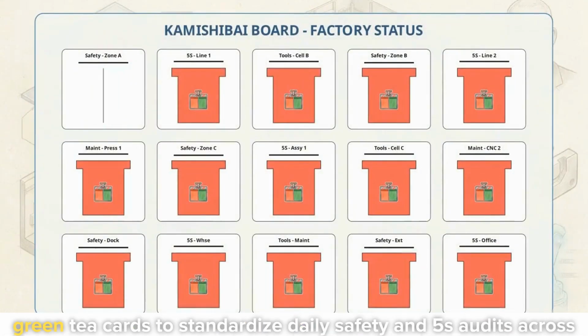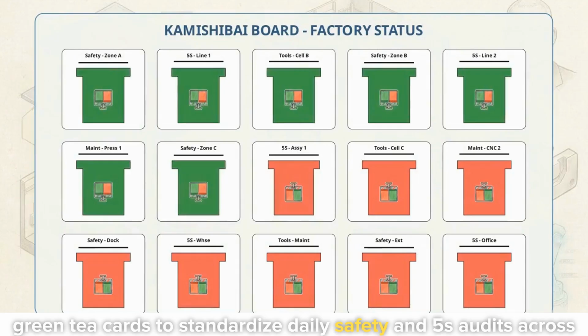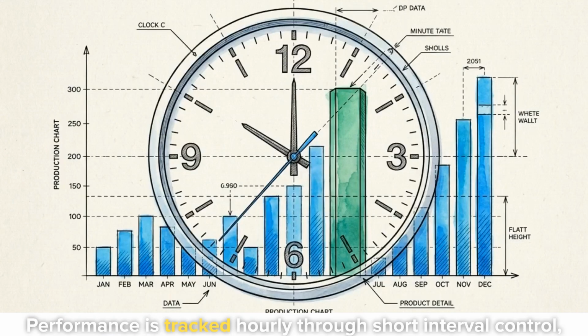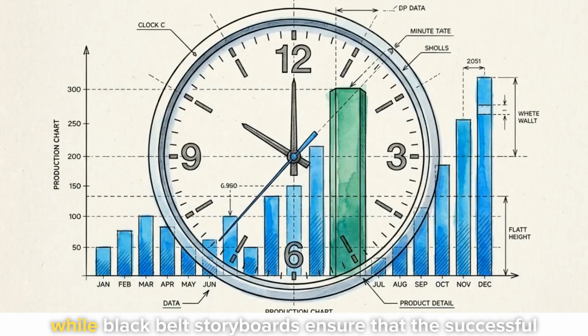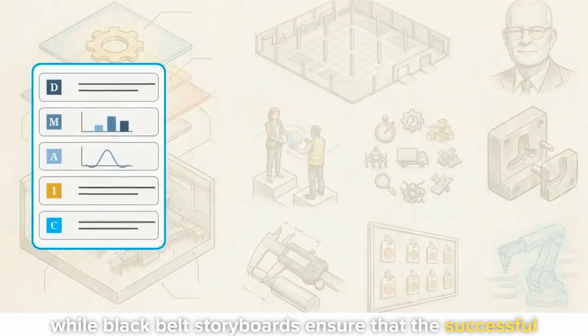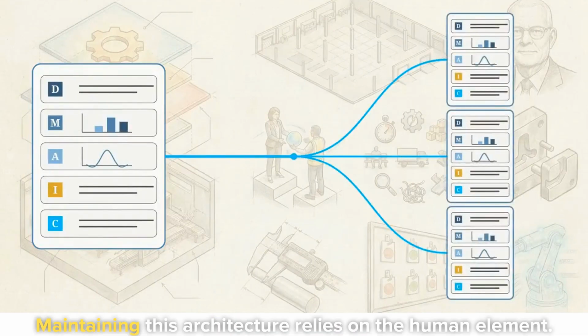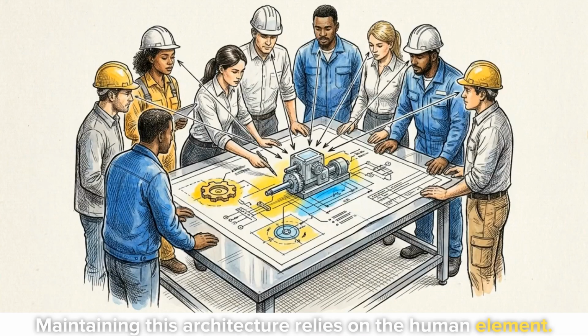Communication boards ensure compliance using highly visual red and green T-cards to standardize daily safety and 5S audits across the factory zones. Performance is tracked hourly through short-interval control, while black belt storyboards ensure that these successful improvements are replicated horizontally across other departments. Maintaining this architecture relies on the human element.